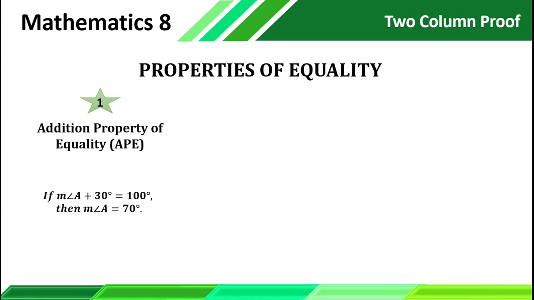So here, if we have measurement of angle A plus 30 degrees is equal to 100 degrees, then the measurement of angle A is equal to 70 degrees. How do we do that? We subtract 30 on both sides, so we have 70 degrees. That is what we call addition property of equality.